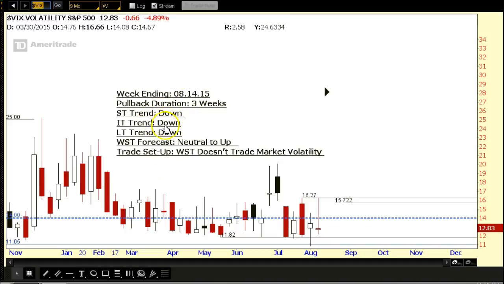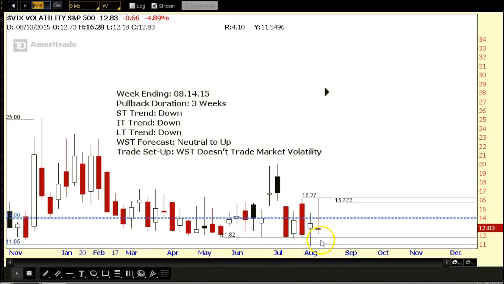Everything is down, short term, intermediate term, and long term. And the fact is, that's good for equity prices. That tells us that there's not a lot of fear in the market right now. That's what this index tells us. Our forecast is neutral to up. Could it go lower? Yes, but we're at really low levels right now in volatility.